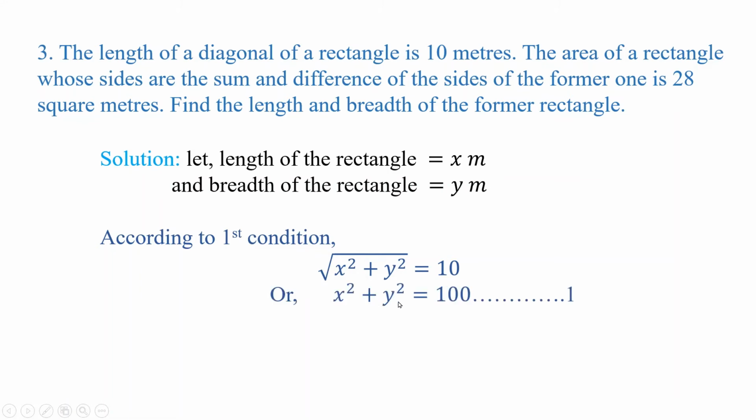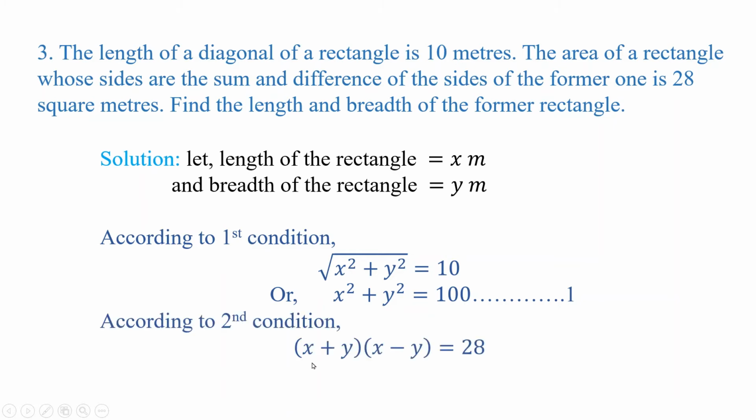Therefore, x square plus y square is equal to 100, and mark this equation as 1. We have taken the length of the first rectangle as x and the breadth as y. Now we have to form a rectangle whose length is the sum of these two and whose breadth is the difference of these two. Then its area will be 28 square meters. Therefore, according to second condition, you can write x plus y into x minus y is equal to 28.